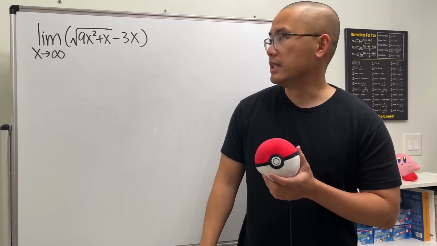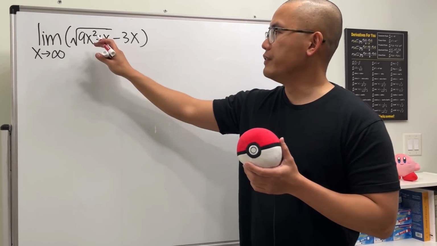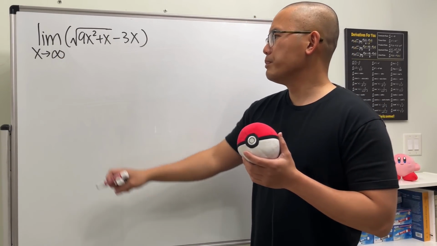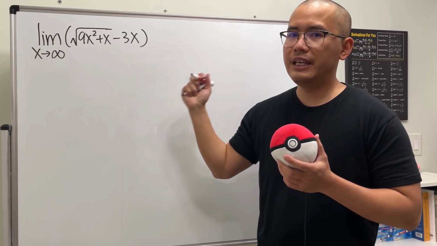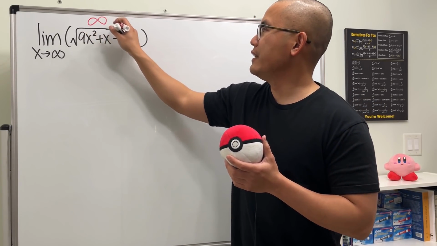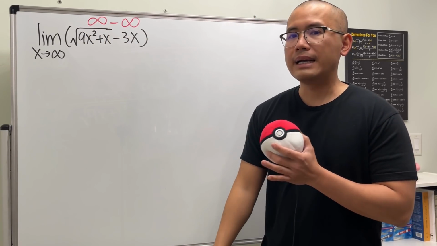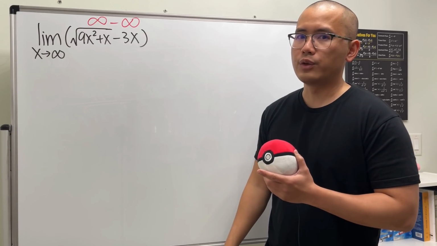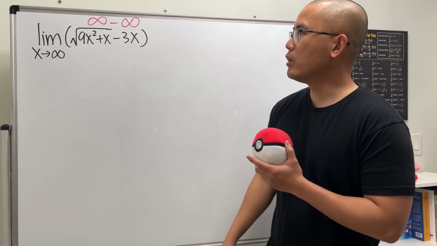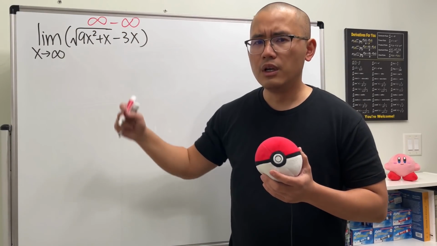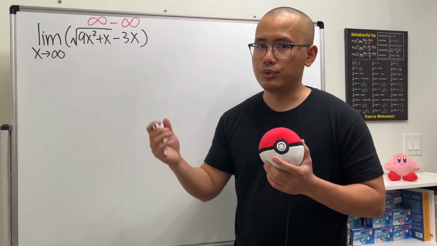Here we are going to compute the limit as x approaching infinity of this expression. If we plug infinity into all the x's, we will end up with infinity minus infinity, but we cannot say this is equal to 0 right away. It could be equal to 0, but this is an indeterminate form. So in fact, we will have to do more work.